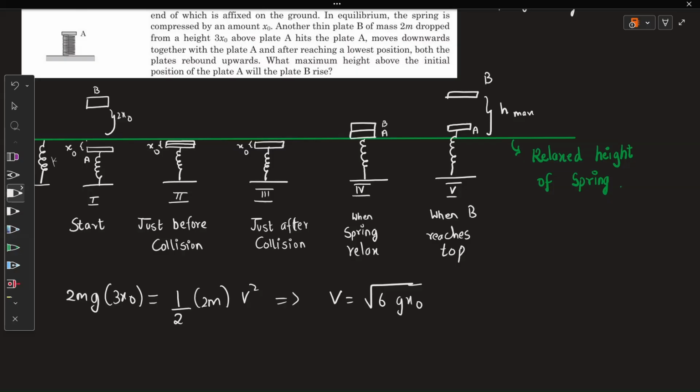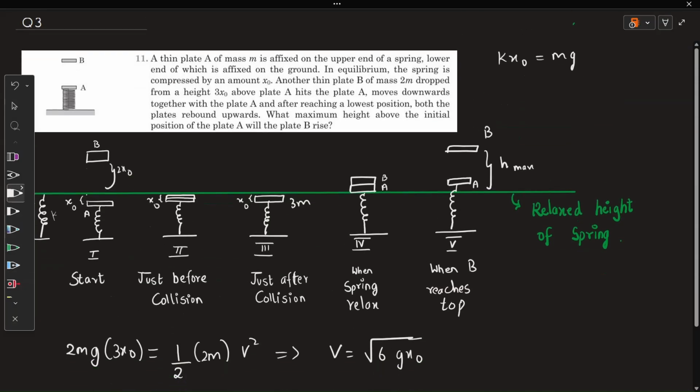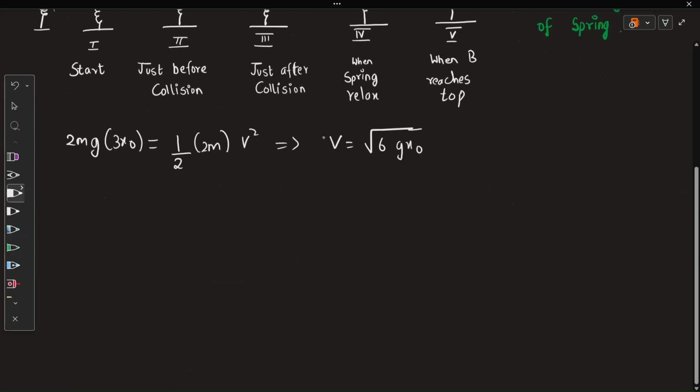And after the collision, they both combine and become a body of mass 3m. So what happens here is an inelastic collision. So between 2 and 3, energy is not conserved. Let's find the final velocity. Why is it an inelastic collision? Because they have mentioned that plate B hits the plate A and moves downwards together with plate A. So it is an inelastic collision.